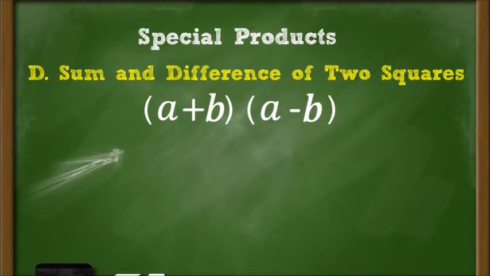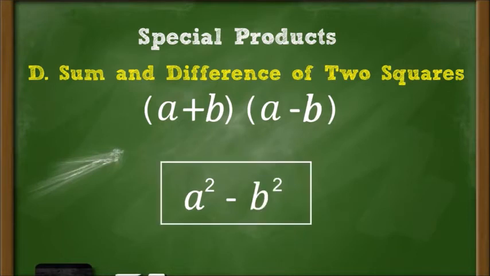The next part and the last pattern that we are going to tackle and review is the sum and difference of two squares. So let's have here the quantity a plus b, multiplied to the quantity a minus b. How do we get the product? It's a special product. The pattern is square the first term, a squared, minus the square of the second term. You will get the square of b, so the answer is minus b squared. So that will be the pattern for this special product.